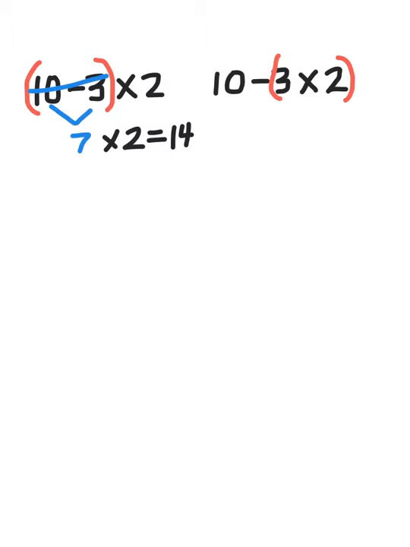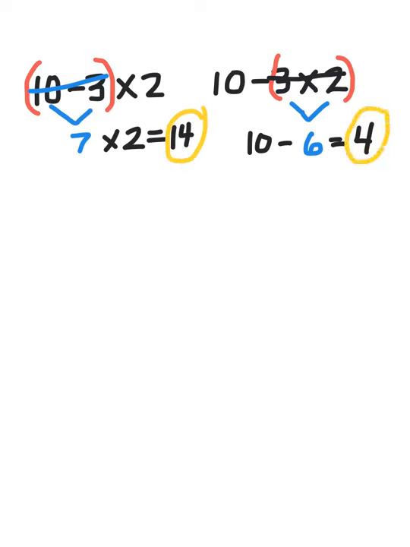On this side of the problem, with the parentheses in a different place, we can do 3 times 2, 6. Let's cross out 3 times 2. Bring down the 10 and the minus sign. 10 minus 6 equals 4. We can see that we got two different answers, 14 and 4. That's because in this problem, we did the subtraction part first. In this problem, we did the multiplication part first.